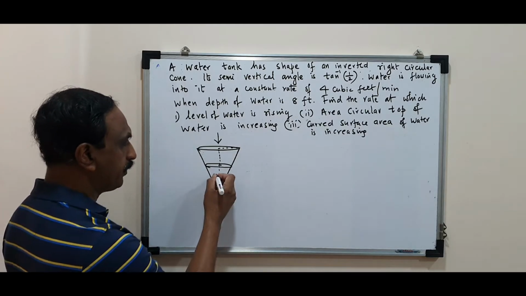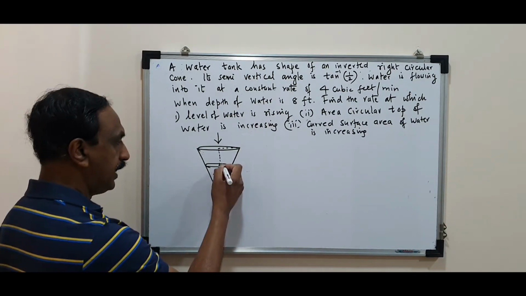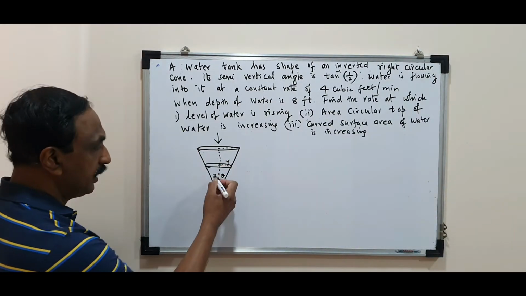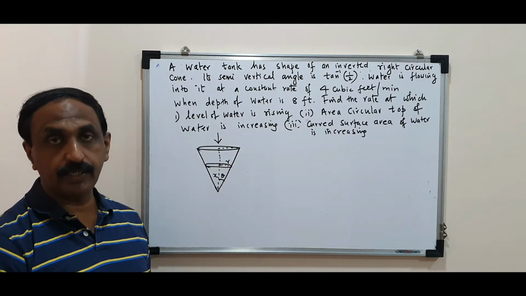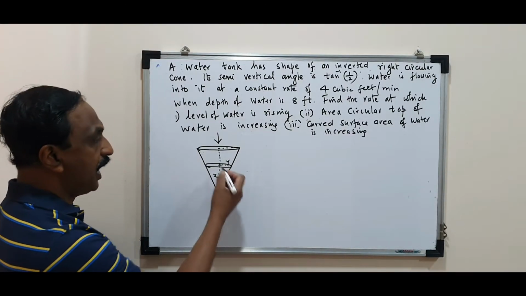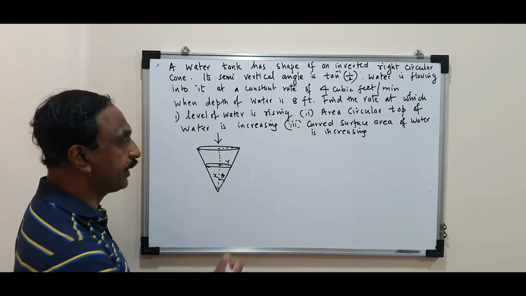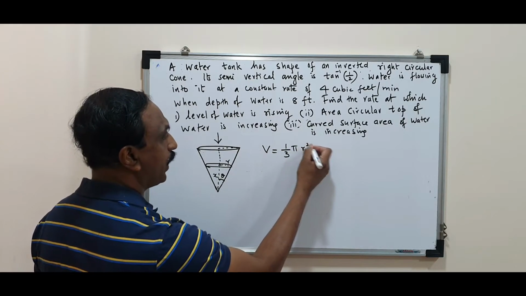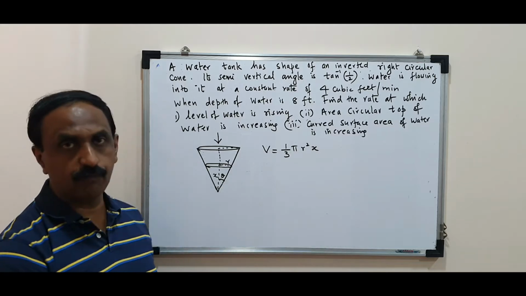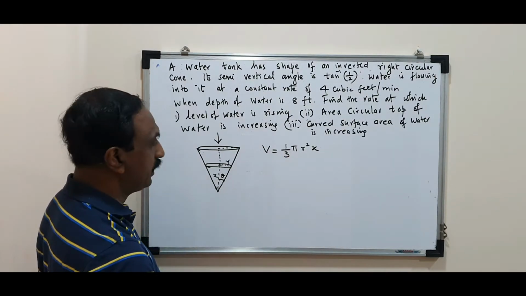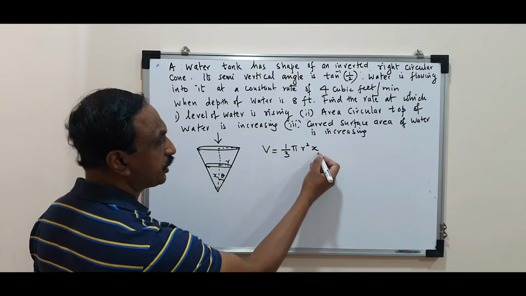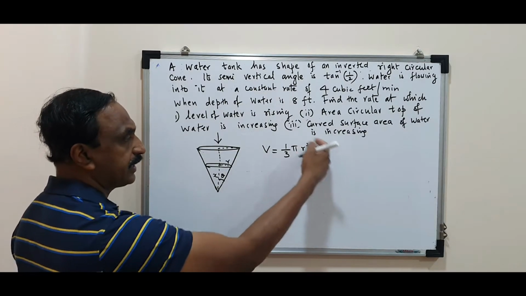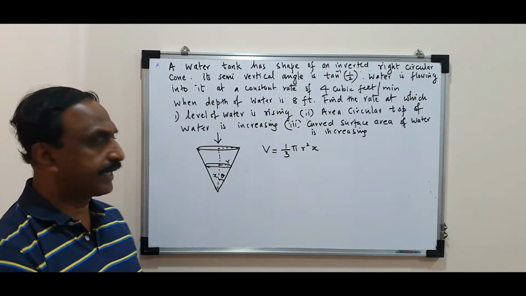So let me take the depth of the water as x and the radius as r. Remember, when the water level is rising, x also varies, radius r also varies, and the volume also. Both of them are varying. There are 3 variables involved here. One is the volume. Volume is 1 by 3 pi r square x, that is the formula for volume. There are 3 variables involved, but we need to make it into one variable, so that the right hand side is in one variable. Then only we can calculate it.